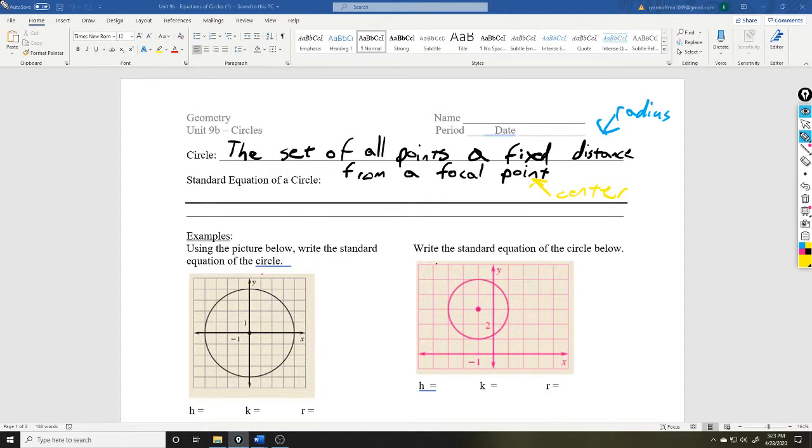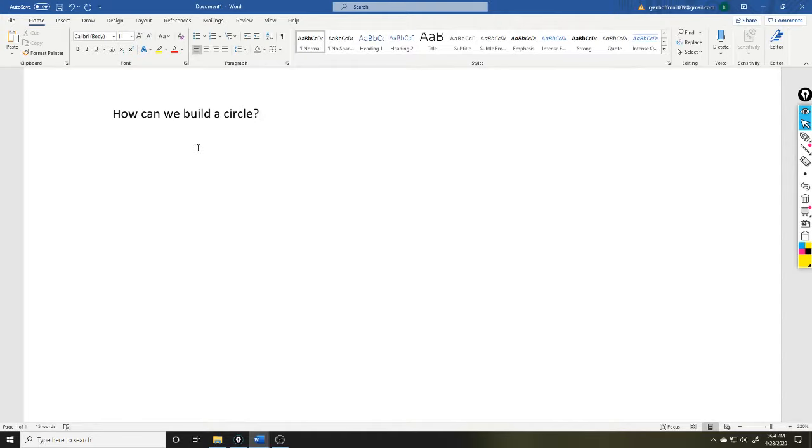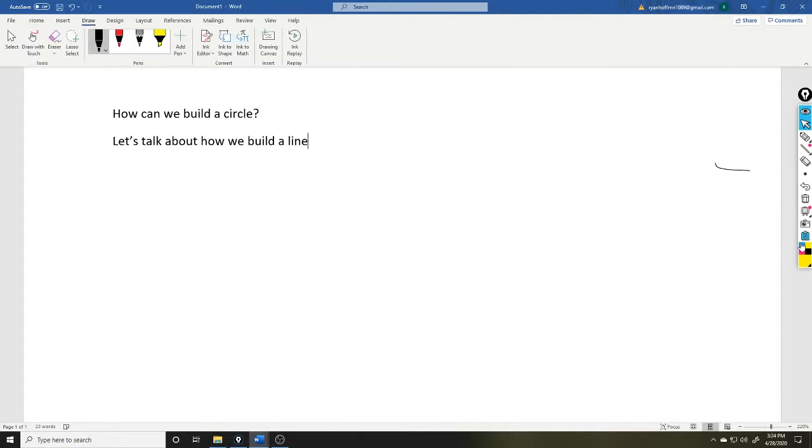So, how do we build a circle? Before I answer that question, let's review a different question, which is how we build a line. There we go. Let's talk about how we build a line first, and then we'll talk about how we build a circle. So if we have a line here, what are the instructions that we usually use to make that line?